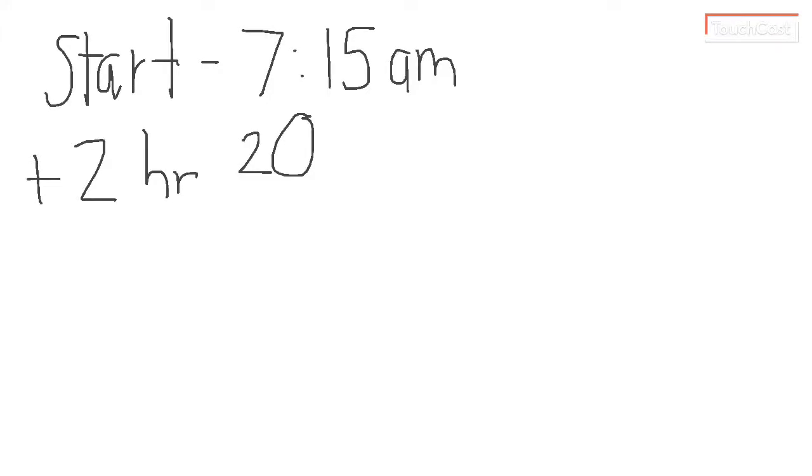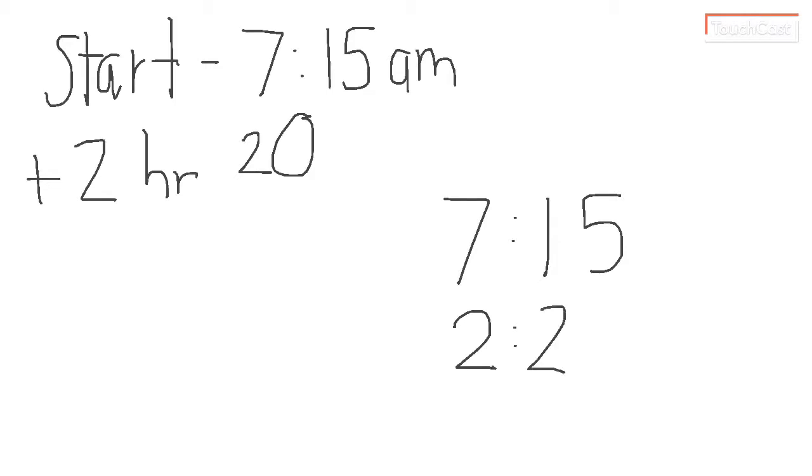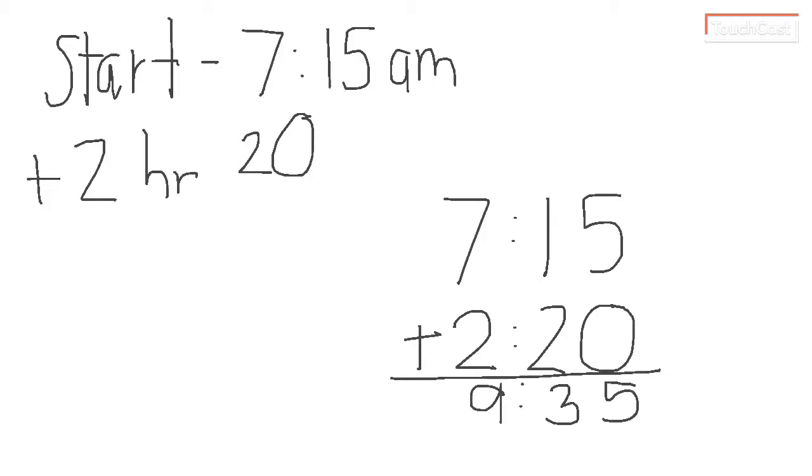That works as well. So what if you have a problem when you have the start time and you know that it's 2 hours and 20 minutes later? Again, you want to set it up like a math problem. But you always want to remember that there's only 60 minutes in an hour. So you're going to have to borrow a little bit different. So this one we're going to add. So 5 plus 0 is 5. 1 plus 2 is 3. And 7 plus 2 is 9. So this one, 9:35, makes complete sense. And it's going to be still in the AM. So we're not switching between hours.